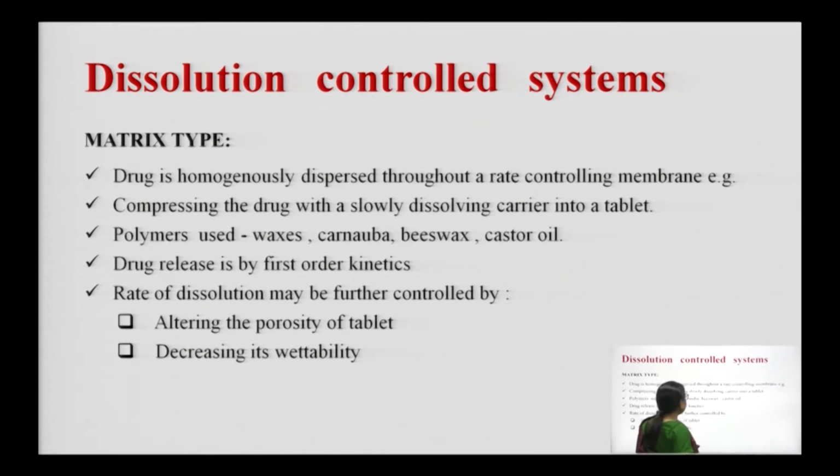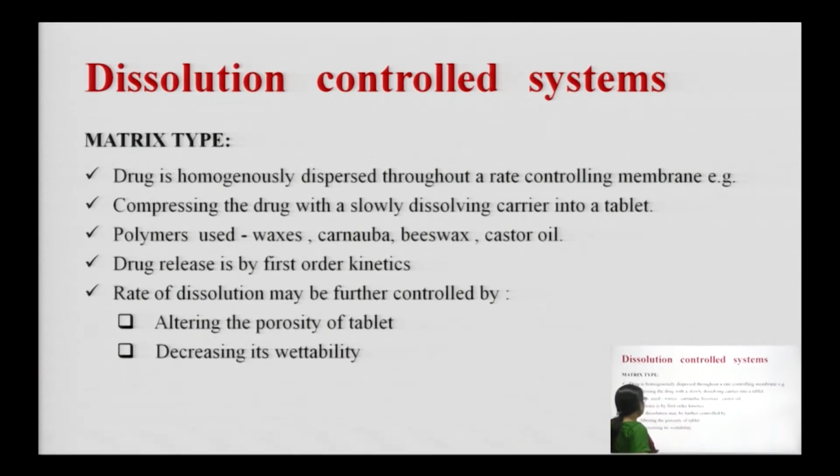So, we can get a system where the drug is uniformly dispersed in a polymeric matrix, such that this polymeric matrix is water repellent or hydrophobic in nature. The water repellent property of this matrix is important, because it will prevent the drug from coming in contact with the dissolution medium and hence dissolving. So, because of this water repellent matrix, the dissolution rate of the drug is slowed down.